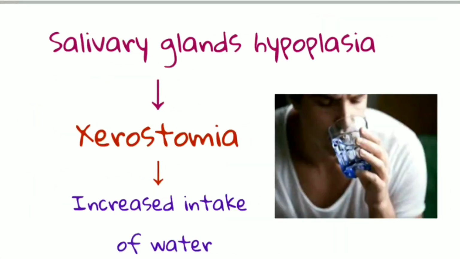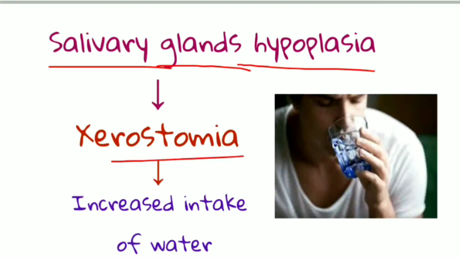Next, moving forward to salivary gland hypoplasia, that is one of the features of this ectodermal dysplasia, which will also lead to xerostomia. As the salivary glands undergo hypoplasia, there will not be enough production of saliva in the mouth, which will lead to xerostomia and which will further cause increased intake of water by that person. So here the person wants to drink again and again because there is dryness of the mouth, that is xerostomia, which is caused by this salivary gland hypoplasia.